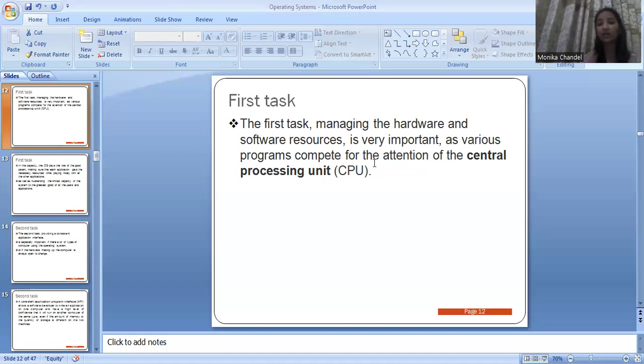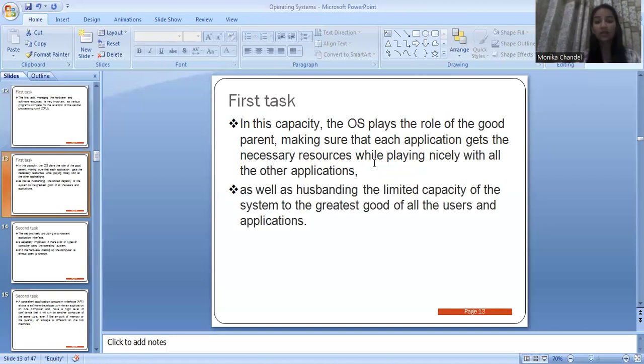First, the process we give to the computer is first loaded in the CPU. After that, we give it to the operating system. In this capacity, the OS plays the role of a good parent, making sure that each application gets the necessary resources while playing nicely with all other applications.